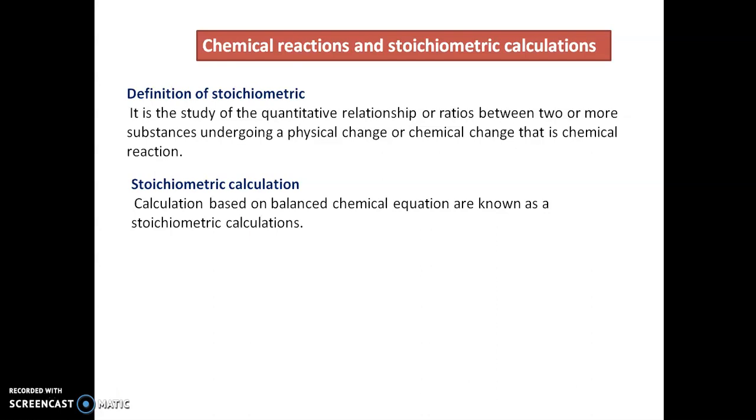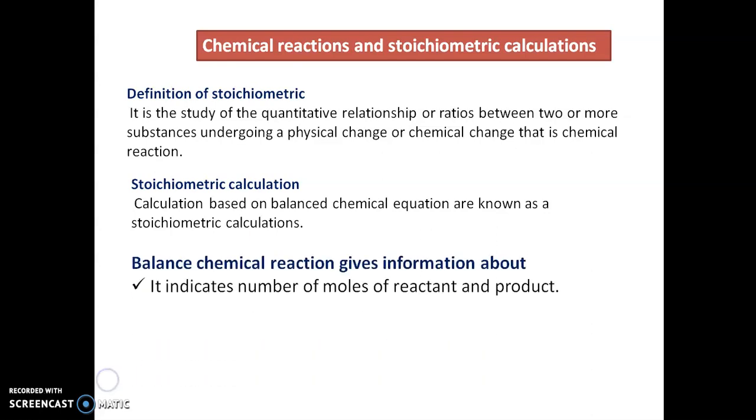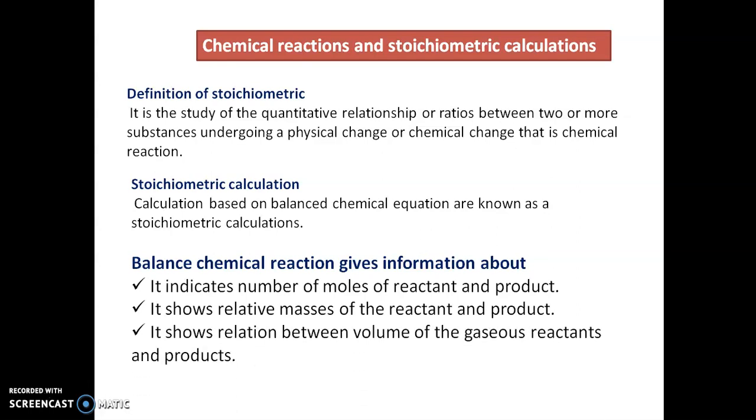Calculations which are based on a balanced chemical equation are known as stoichiometric calculations. A balanced chemical reaction gives information about the following. It indicates the number of moles of reactant and product. It shows the relative masses of the reactant and product. It shows the relation between the volume of the gaseous reactants and products.